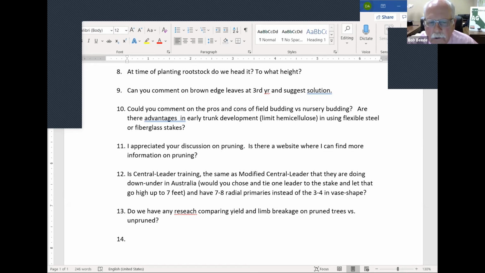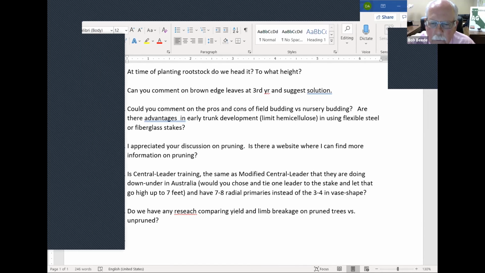The Australians came to California and saw what Brian and Jeb were doing, and then they went back, and they're very enthused about the modified central leader system. Time will tell based on the research that's being done. Do we have any research comparing yield and limb breakage on pruned trees versus unpruned? My personal opinion, well, quick answer, no.